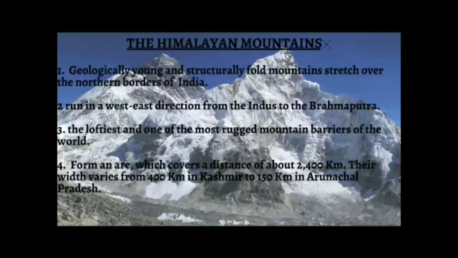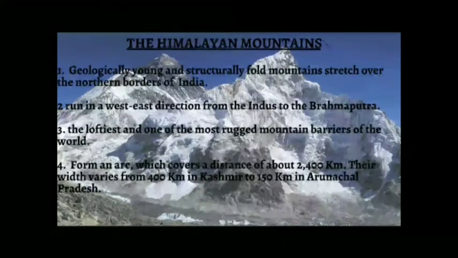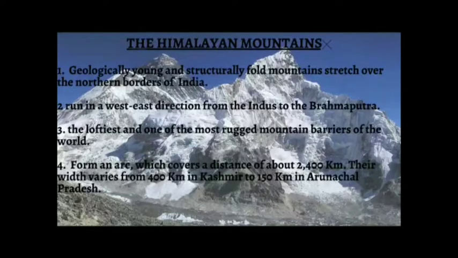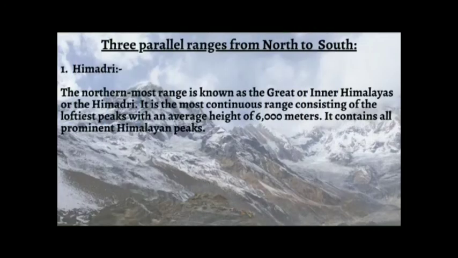So this is about the Himalayan mountains in general, the characteristics. First, they are geologically young and structurally fold mountains in northern India. Then they run in west-east direction from Indus to Brahmaputra. Then they are the loftiest and one of the most rugged mountain barriers, and they form an arc in the north of India, about 2400 kilometers. Now we are going to study the Himalayas from north to south in sections or layers.